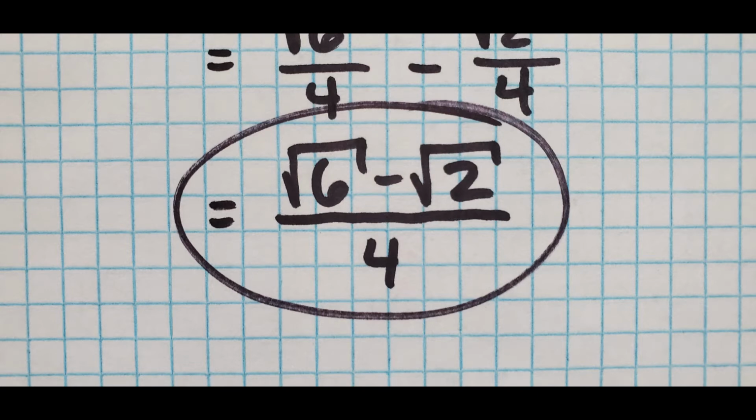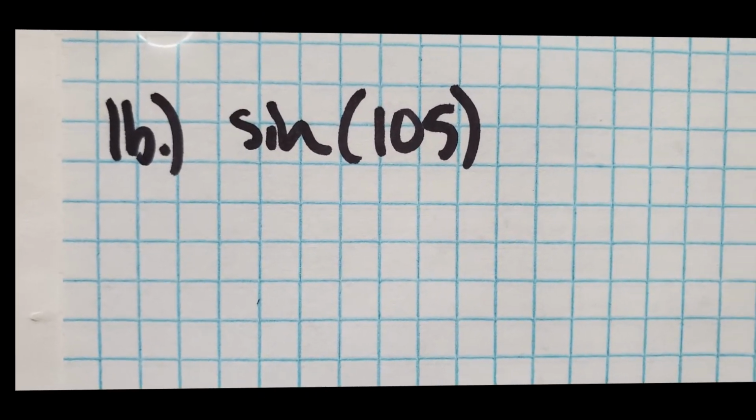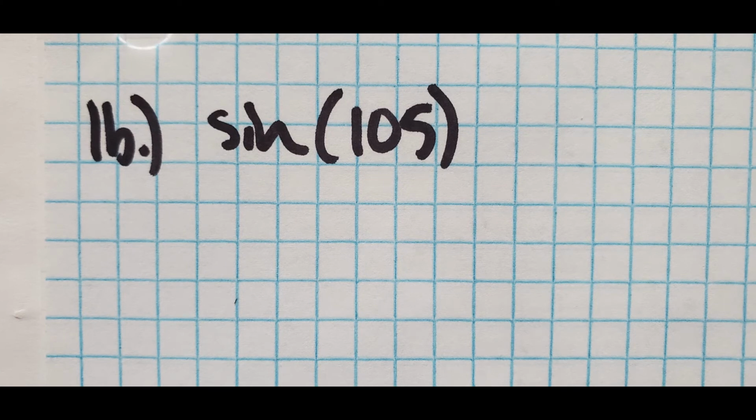Okay, so if you'd like, go ahead and try sine of 105. You're going to think of two numbers that add up to 105 that come from the unit circle, and then just plug them into a formula and get your answer. So if you want to pause it here and give it a try, feel free. Okay, so let's see how you did.